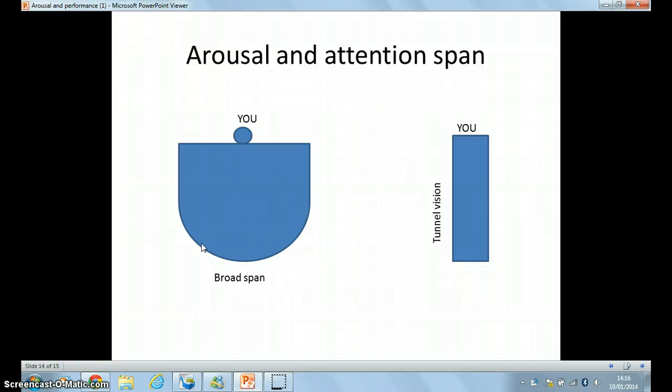Low arousal is a small attention span because you are not really concentrating on anything and you do not have anything to focus on. Broad attention span would be due to concentration, so if you have something to focus on, your attention span will be greater.